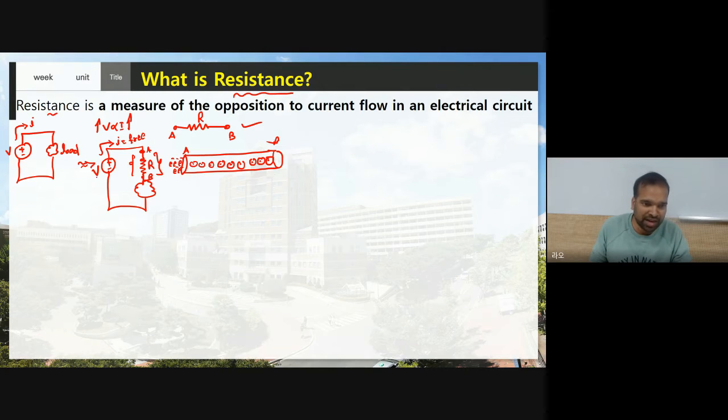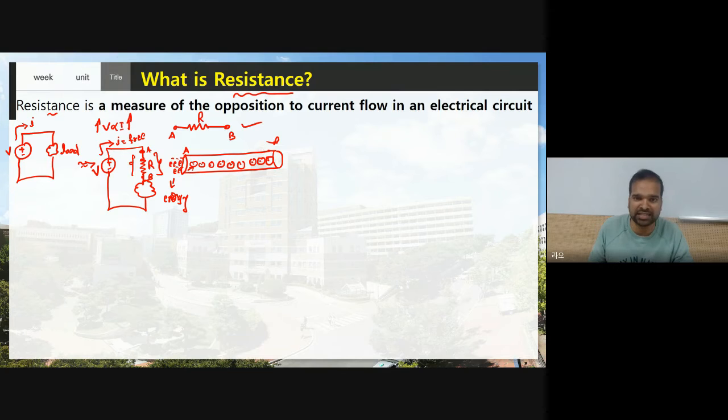Whenever I have connected a voltage source, these free electrons have some energy. Now whenever these free electrons are traveling, there is some possibility that these free electrons will hit a particular atom. Whenever the free electrons hit the atom, or whenever the collision happens, the free electrons will lose some of their energy. This is how the resistor will oppose the flow of electrons.